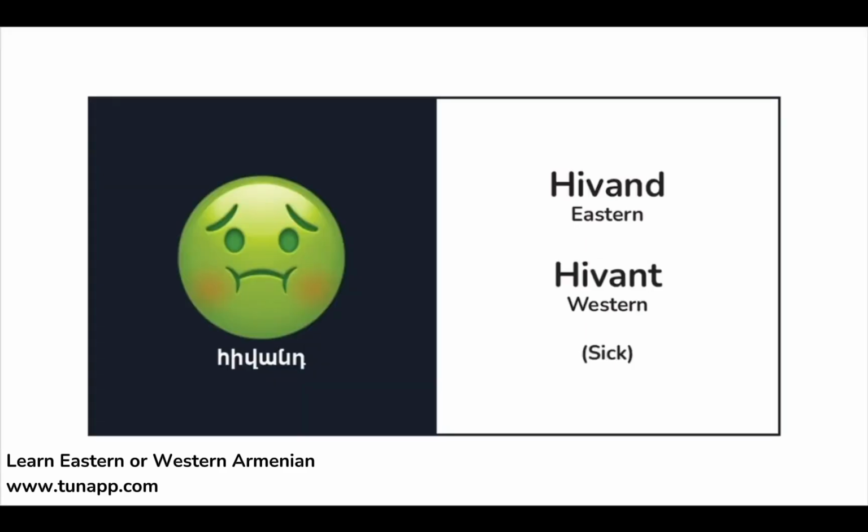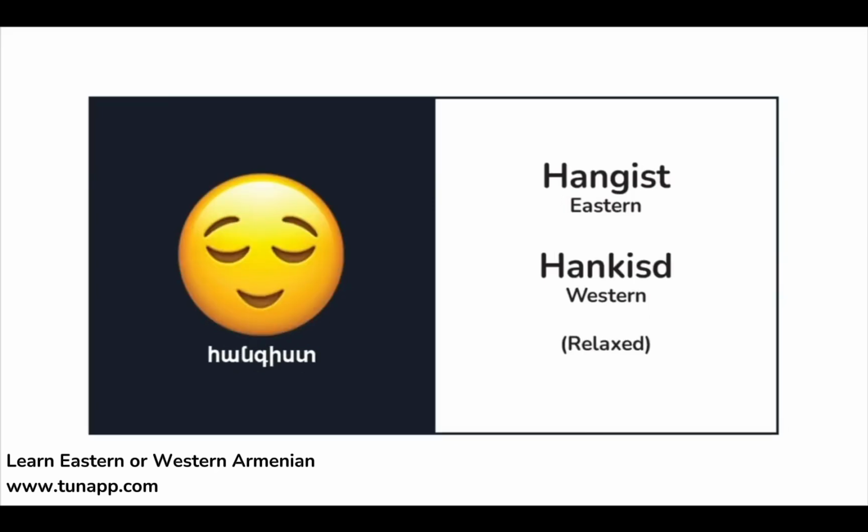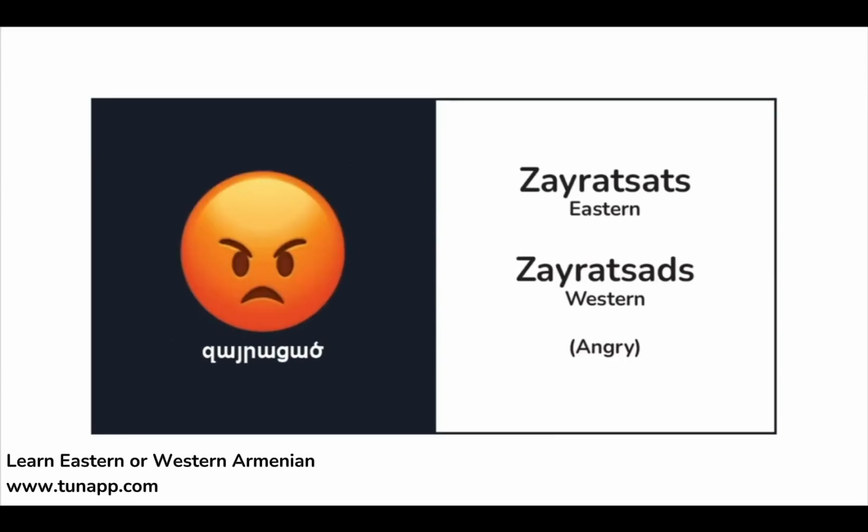Hivand or hivant means sick. Hangist or hankist means relaxed. Say this. Hangist or hankist means relaxed. And lastly, zaratsats or zaratsads means angry. Say this with me. Zaratsats or zaratsads means angry.